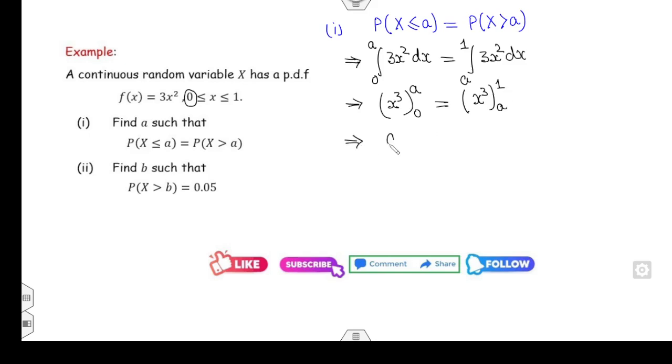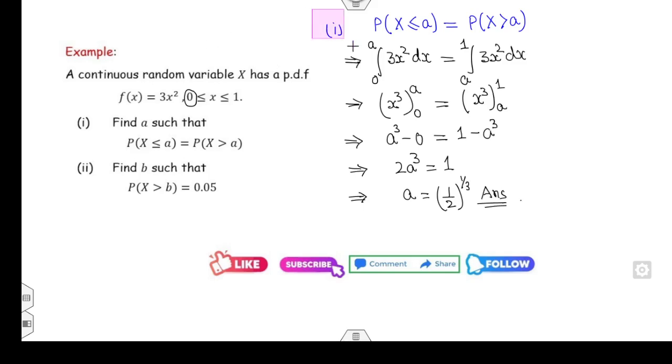Now what is the integration of 3x square? It is x cube from 0 to a, and again x cube from a to 1. Now you can substitute the limits: a cube minus 0 equals 1 minus a cube. So that implies 2a cube is equal to 1, which implies a is 1 over 2 raised to the power 1 over 3, which is the right answer of the problem.